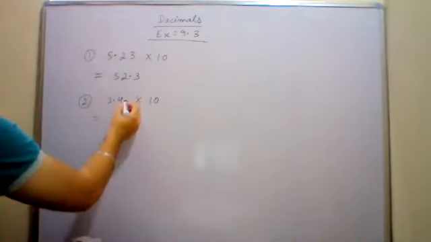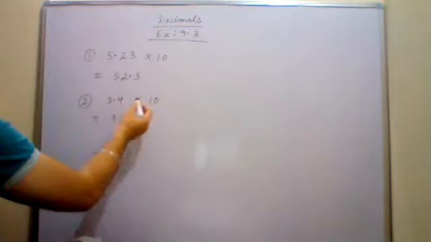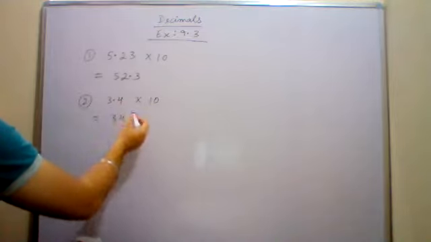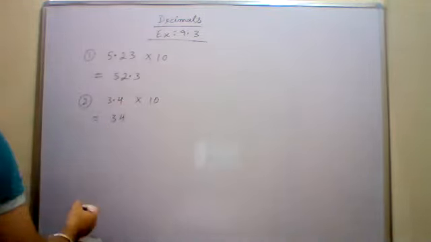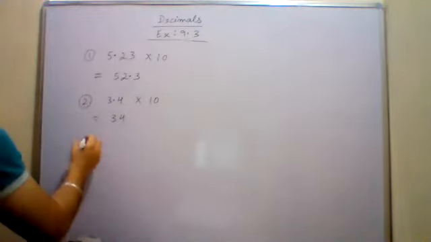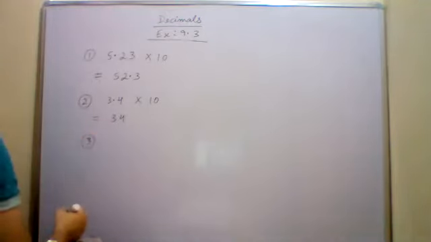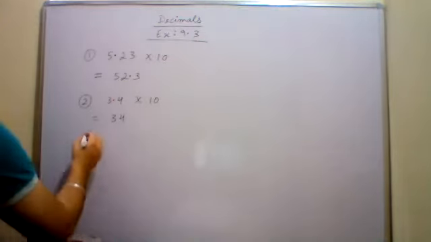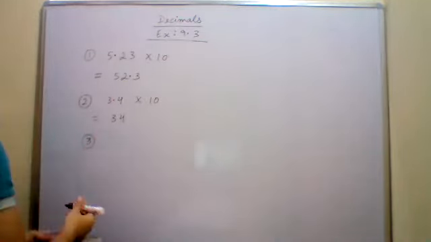After moving the decimal one place, it becomes 34.0, and 34.0 is equal to 34 only. So you can write the answer as 34. I hope you all are doing this in your copies also. I'm giving you some time to do them in your copies.